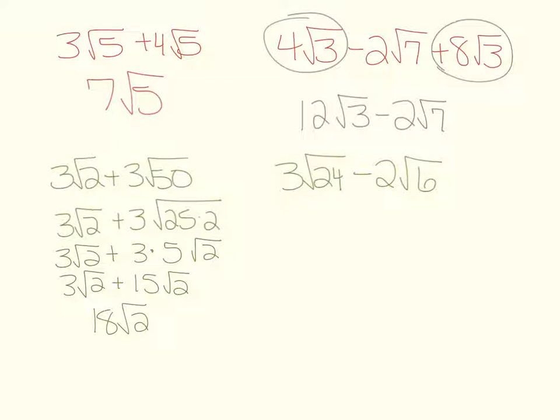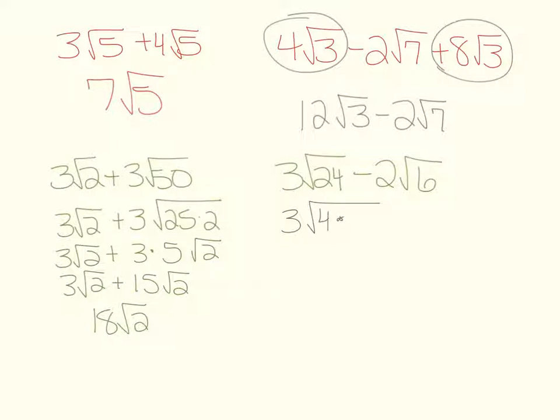Okay? All right, let's look at the next one. 3 root 24 minus 2 root 6. Are either of those simplified? Square root of 6 is simplified, right? There's no perfect square that goes into 6. So that means I'm probably going to have 6 go into this here to end up with a square root of 6 here. So what perfect square divides 24?